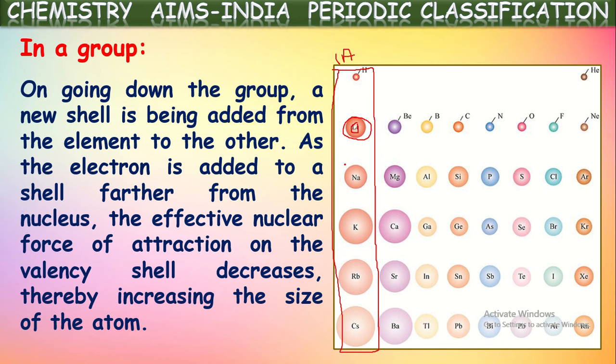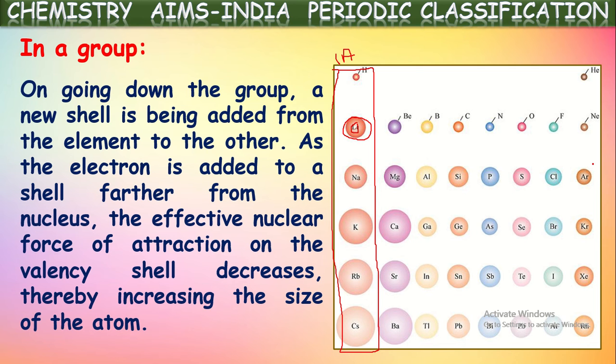Observe the size of the elements in the first group shown here, from hydrogen to cesium. What happened here? Hydrogen has only one shell, lithium has two shells, sodium 3, potassium 4. In this way, the number of shells is being increased. As the number of shells increases, obviously the size of the atoms also increases. It happens in all the groups. So we can summarize, in a group from top to bottom, atomic size increases.